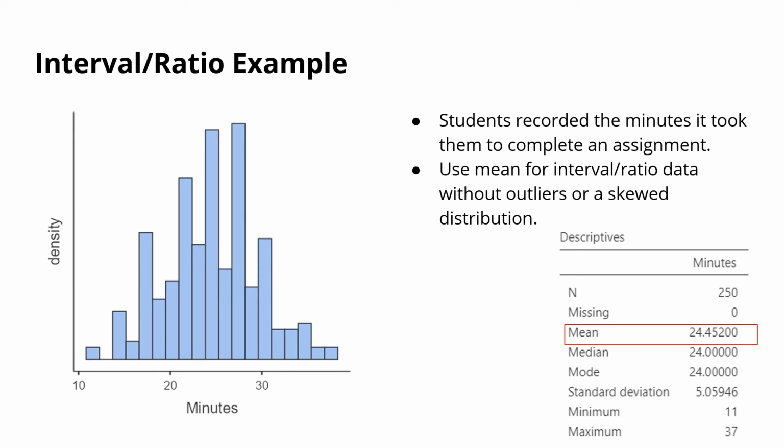This next example is looking at interval ratio data. And here we've asked students to record how many minutes it took them to complete an assignment. Right? So scores vary quite a bit from around 10 minutes to over 30 minutes. So the time it takes to complete an assignment in minutes is interval ratio data, right? Time is interval ratio. And our distribution looks fairly normal, right? At least it's not skewed, and it doesn't have outliers or really extreme scores. And so because of this, we're going to go ahead and use the mean. And the mean in this case is 24.452 minutes. And we just got that from statistical software for this.